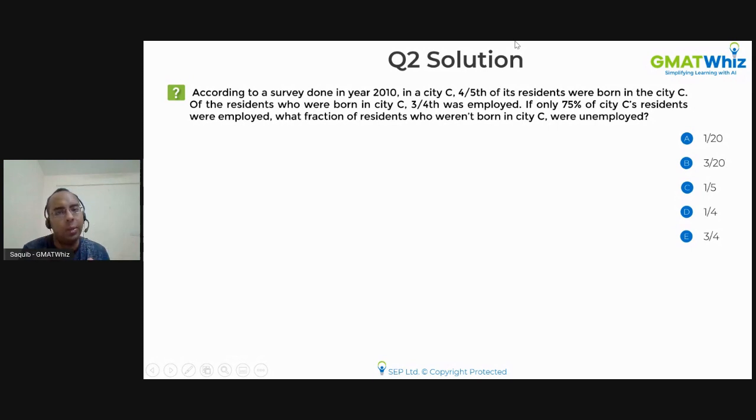Now, when you read a question, I'm going to read it first, and then I'll show you how I do it. But notice in this question, they're talking about 4/5 of the residents, 3/4 unemployed, 75% residents were employed. Okay, I'm going to read it properly. Don't worry, I'm just showing you some data points. And notice they're asking you what fraction of residents. So the question is asking you about a fraction.